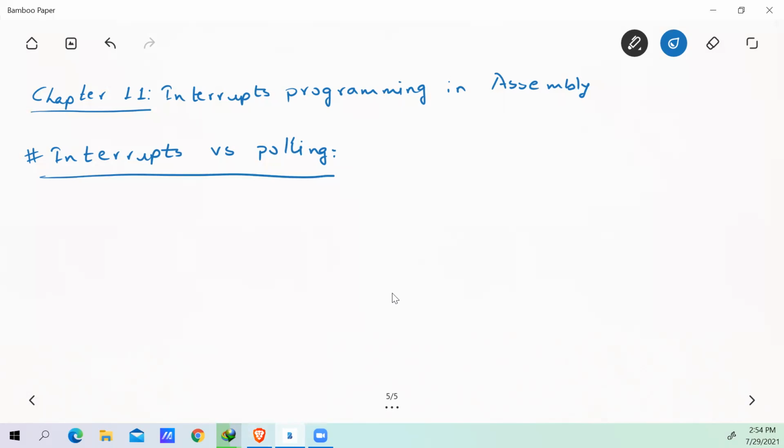Now let me give you an example. In chapter 9, the chapter we have just finished, right? Chapter 9. There was an instruction like this. Do you remember there was an instruction like this?